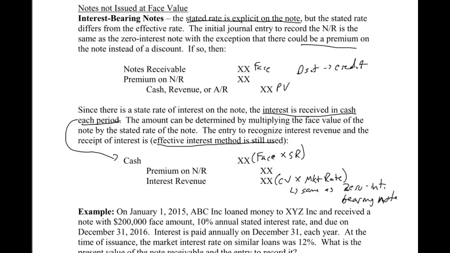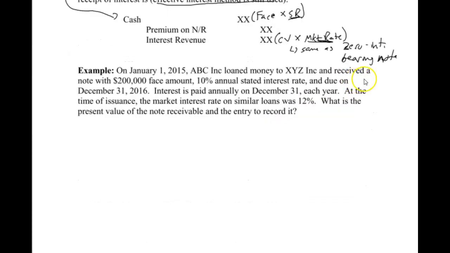The only difference is we're now receiving cash. In the previous example, we had a discount, so it had been a debit to a discount. The discount was equal to the interest revenue because there was no cash. Now there is cash, so it changed things up a little bit. Once again, the stated rate is used to get the cash number. Notice this: stated rate is used here, market rate is used there. So let's do an example on January 5th.